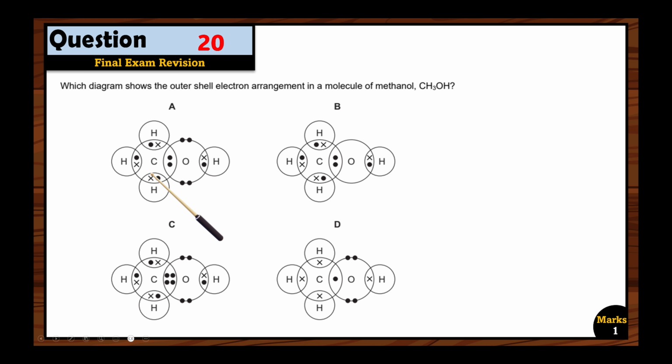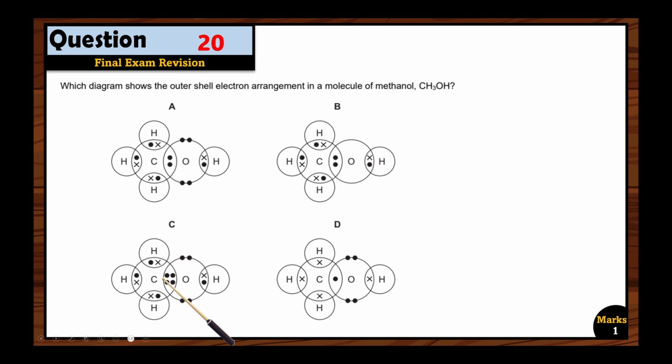Let's count here. Yes, 8 is complete. Let's count here. 1, 2, 3, 4, 5, 6, 7, 8, 9, 10. That's wrong. Carbon just needs 8 electrons. Why is it sharing 2 electrons here? That's wrong. So now we are left with A and B, okay? So now we are done up till here.